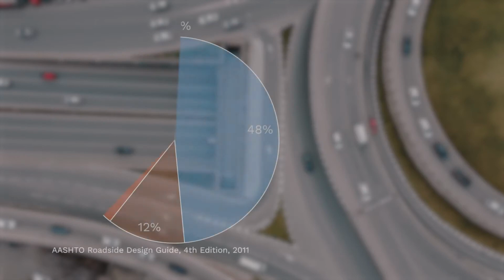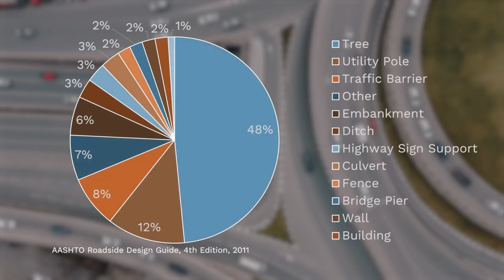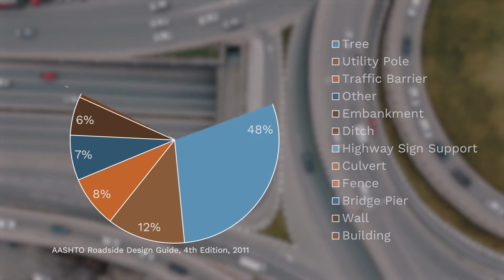The AASHTO Roadside Design Guide provides this diagram showing that up to 48% of fixed object fatalities are trees that are hit. Utility poles end up at 12%, and they go down from there.